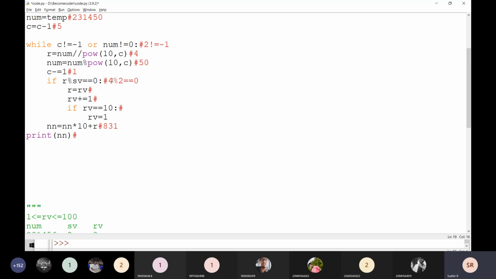Then moving in here, R value becomes 9 now. Why? Because R B is 9, right? Then R value becomes 9, then R value is going to be 10: 9 plus 1, then it becomes 10. Here I am checking whether it is 10. If it is 10, I am going to replace it with 1 here.